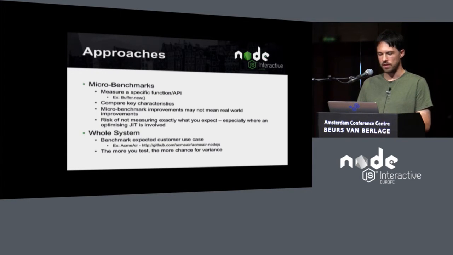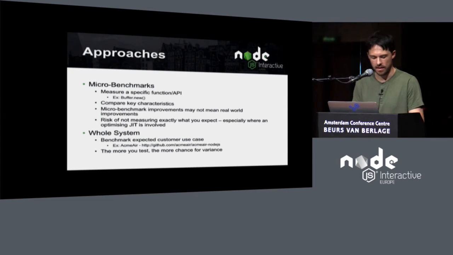The second approach would be a whole system benchmark. So this would be where you'd be trying to test something that represents a solution that may be deployed in production. One of the benchmarks that we use in the benchmarking workgroup is Acme Air, which simulates a fictional airline company. And we measure the throughput, or the number of requests a second, by users logging in, booking flights, checking in, logging out, things like that.